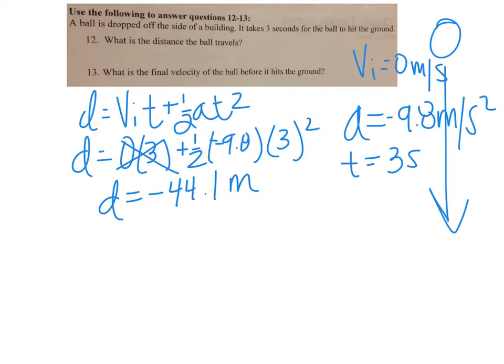So now on to number 13. We want to know the final velocity of the ball before it hits the ground. So it's not 0. It's going to have a number. It's right as that ball hits that ground, what is its velocity?